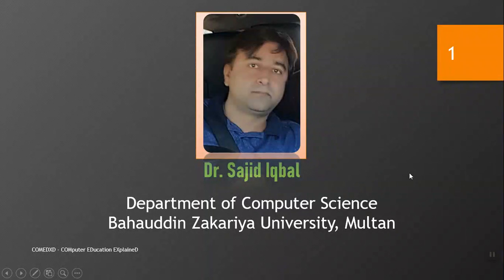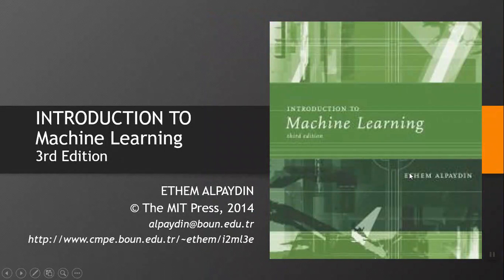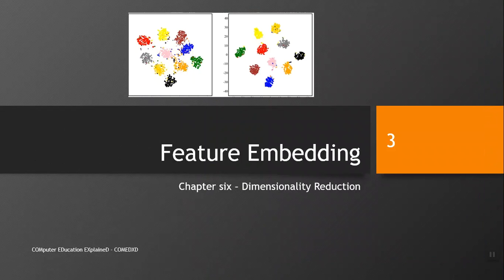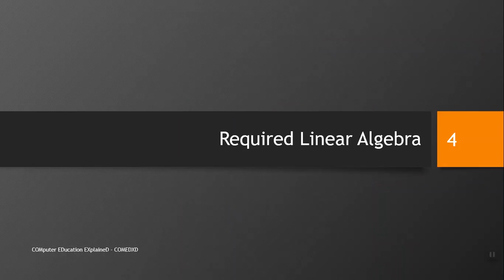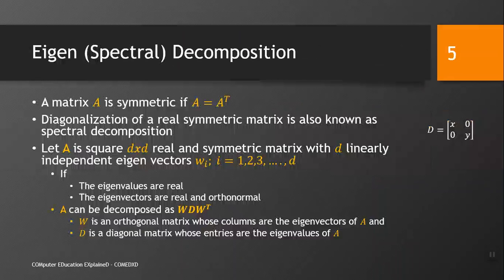Today we are going to look at another technique for the feature reduction of our data, that is known as feature embedding. Basically, feature embedding is a technique that translates high dimensional data to lower dimensional data. How that is done, we look at that, but before that we look at some linear algebra which is required to understand this concept, this algorithm.